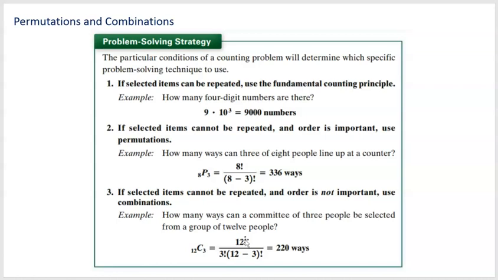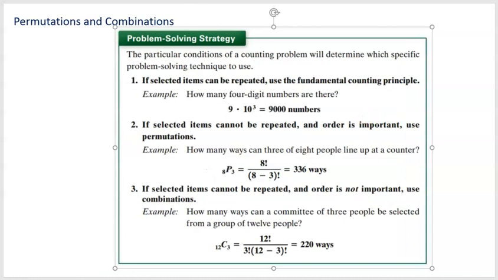Number 1, if selected items can be repeated, you use the fundamental counting principle, which is not a permutation or a combination. It's neither one of those things. So they threw out an example here. How many 4-digit numbers are there? Okay, then you would just do, remember we did this problem. The 9 comes from, you can't include a 0, and then you pick the next spot and the next spot. So basically the multiplication principle is when you have your dashes.